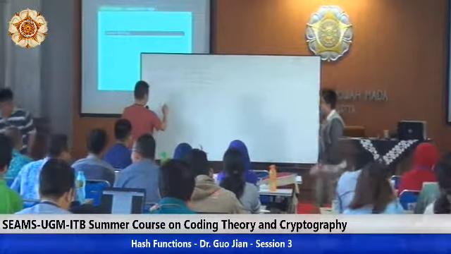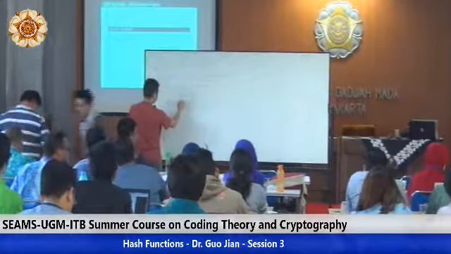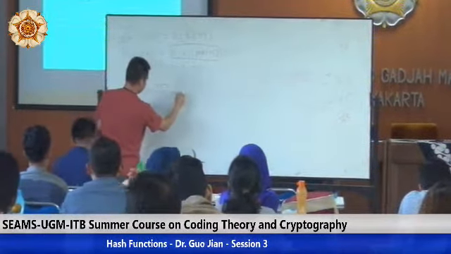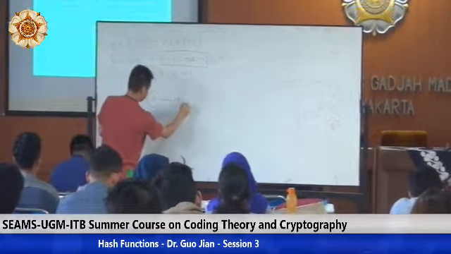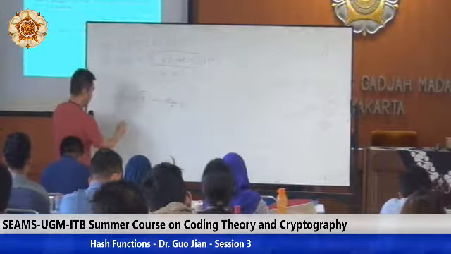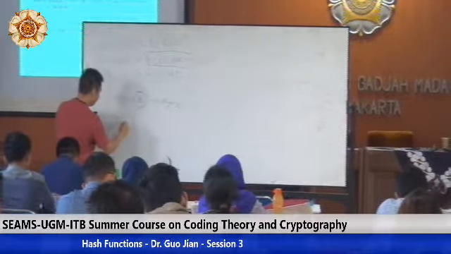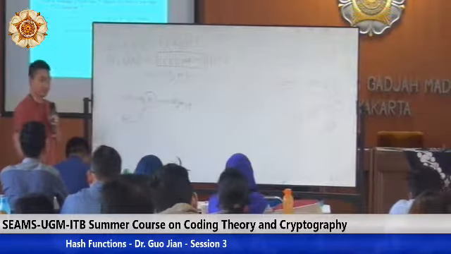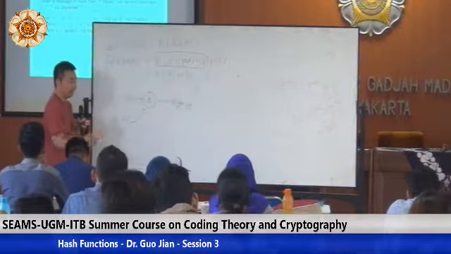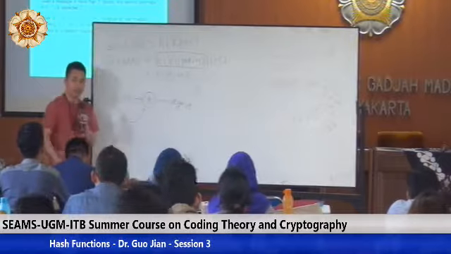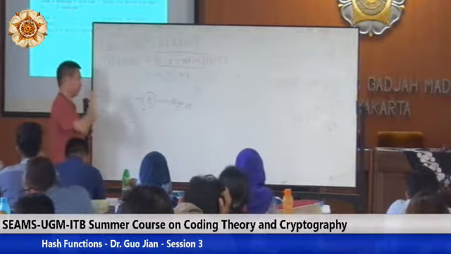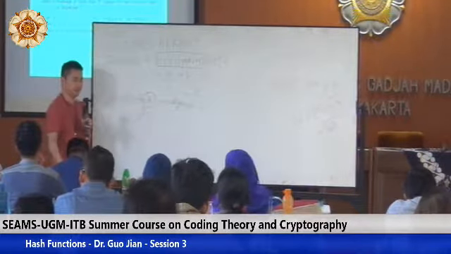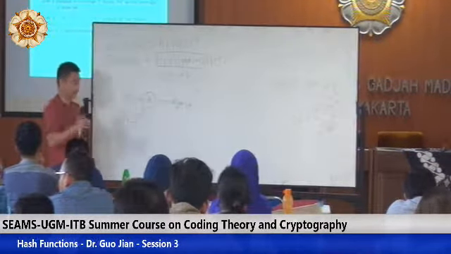So the second preimage means given a message, you get a digest. What is the computation effort needed to find another message so that the digest is the same? Yeah? So ideally, if the digest is of n bits, then the chance for you to hit the same digest is 2 to the negative n. Yeah? So you need to repeat the process 2 to the n times.